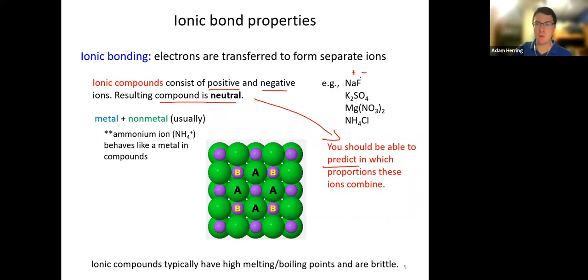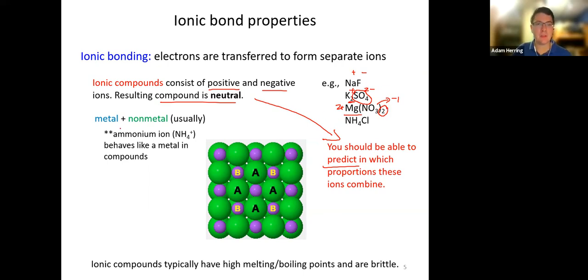So sodium and fluoride, both as ions, have a charge with a magnitude of 1, a positive 1 and a negative 1. So they combine in a 1-to-1 ratio. Potassium has a positive 1 charge. Sulfate has a 2- charge. Therefore, in order to balance them out, we need to have 2 potassiums for every 1 sulfate. Magnesium has a positive 2 charge, and each nitrate has a -1 charge. Therefore, we need 2 nitrates in order to balance out the charge and have a neutral compound.